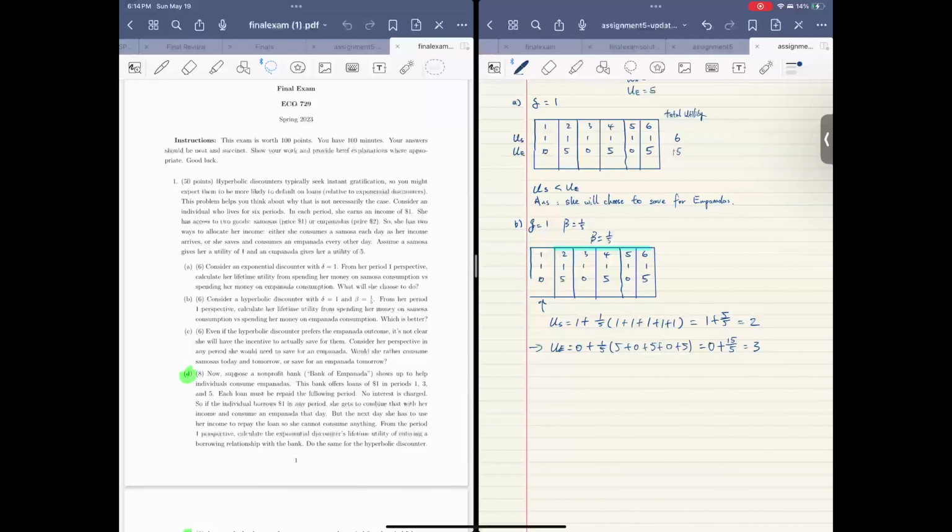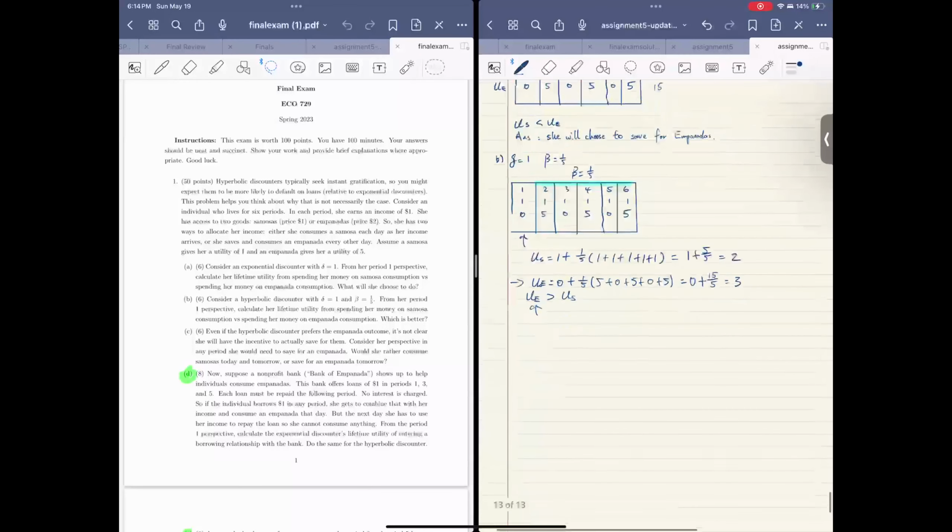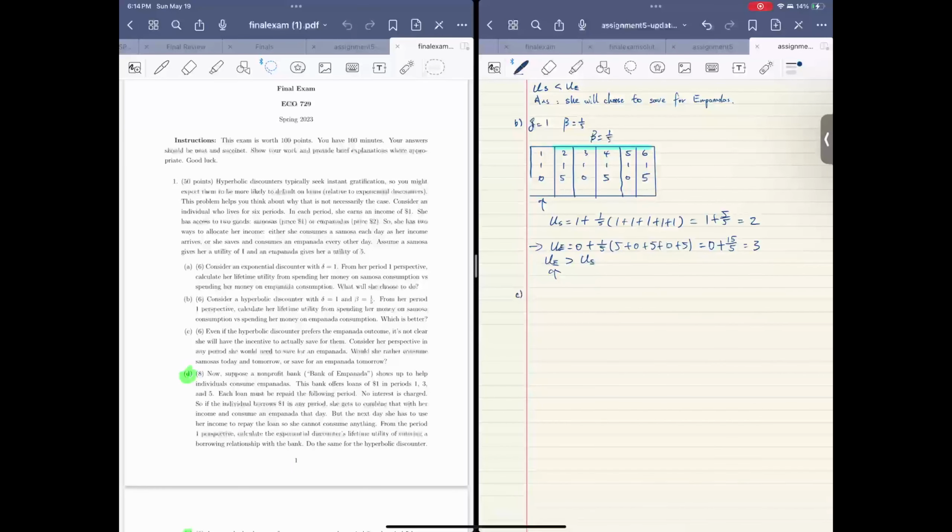Utility of empanadas is greater than US, so she chooses this. Any question on part B? No? Okay. Everyone is super quiet today. Okay, let's keep going.